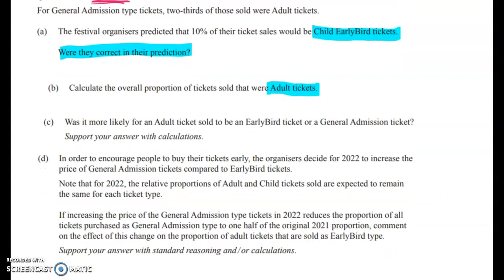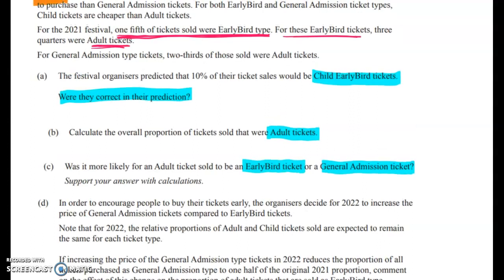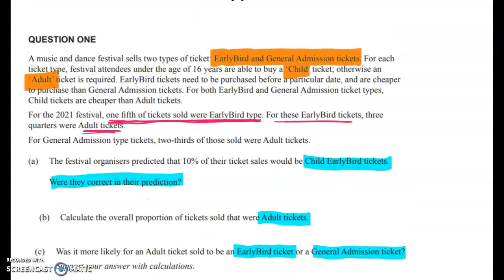And then we have to work out whether it was more likely that an adult ticket sold was an early bird ticket or a general admission ticket. Again, pretty straightforward and really kind of merit level 2 content in a lot of ways. And then I'll get to part D later, and that will probably run into a second video. I'm going to go really slowly through this, and if it's too slow for you, just forward through to the parts that you need. Okay, so let's get the information onto a tree diagram.